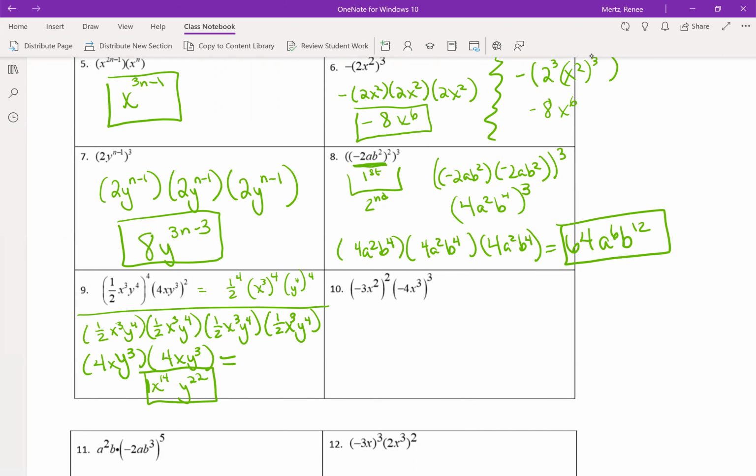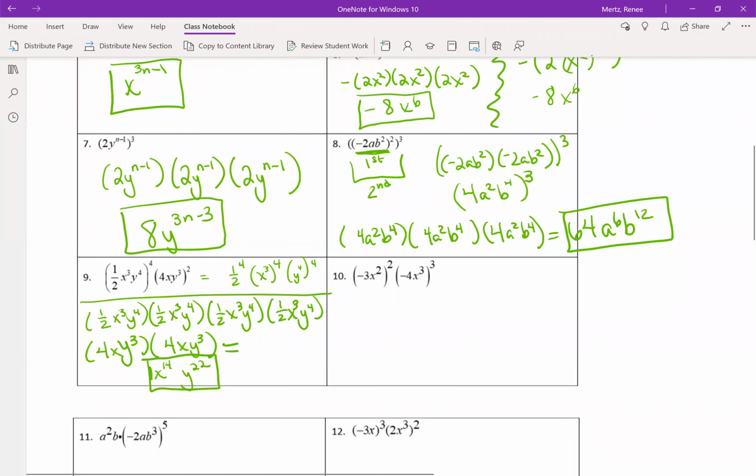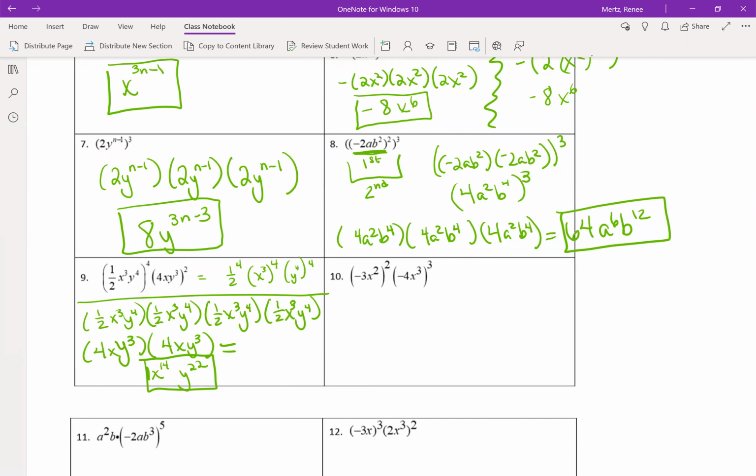All right, so you can expand this like we did in number 9, or you can just do the math. So again, you're doing whatever's more comfortable for you. Negative 3 times negative 3 is 9, x to the 4th. I'm going to multiply that by negative 4 to the 3rd. Make sure you're doing that in the calculator. Negative 64. 3 times 3 is 9. Then I'm multiplying these together to get negative 576, x to the 13th.